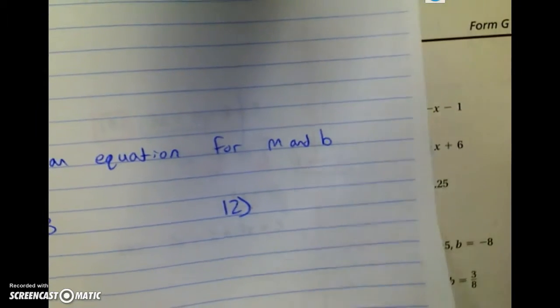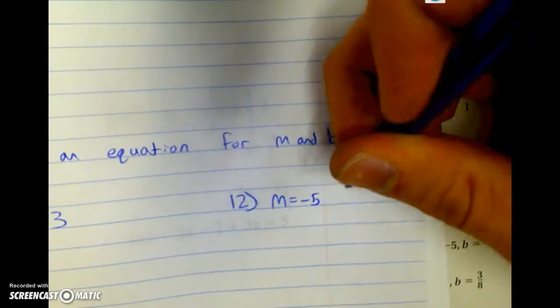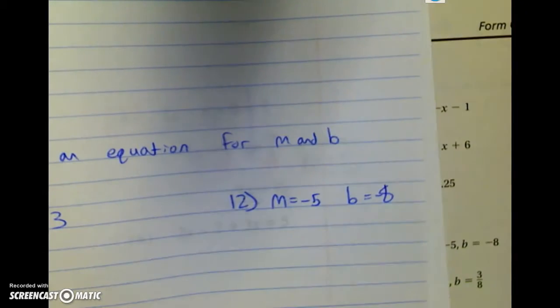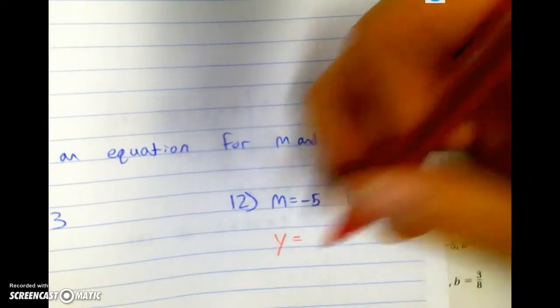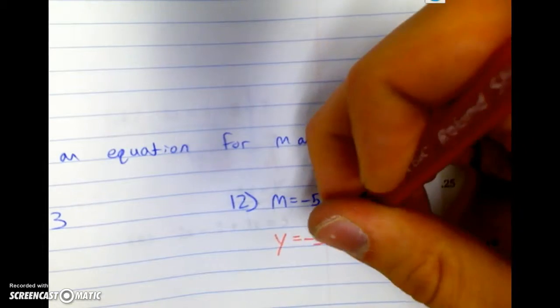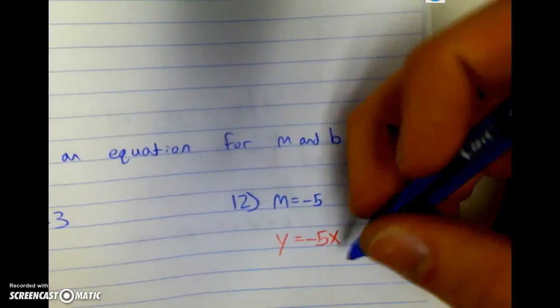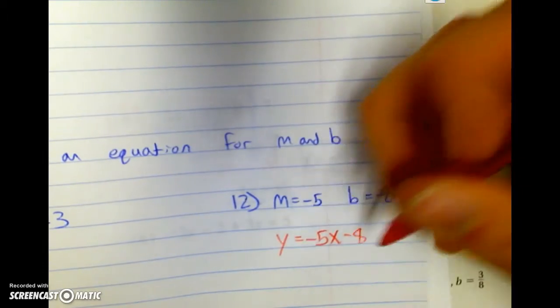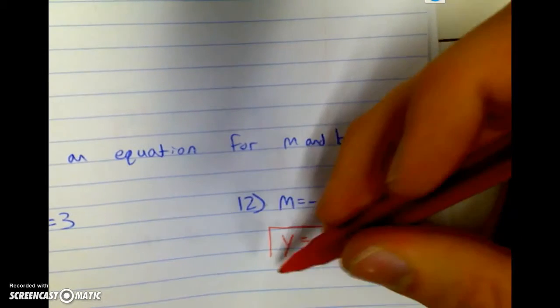For number 12, the information they give us is that m is equal to -5 and that b is equal to -8. So we can write our equation, and we've got y is equal to -5x, and then we have that -8. We will have our -8 as our y-intercept, and that is our answer there.